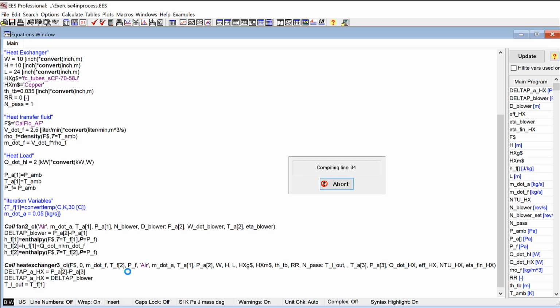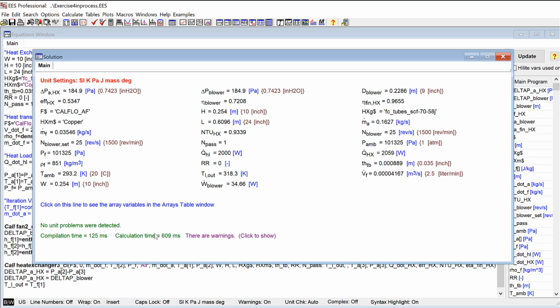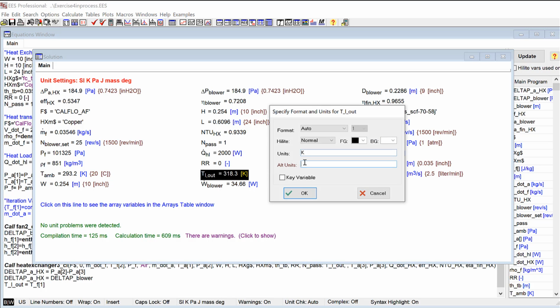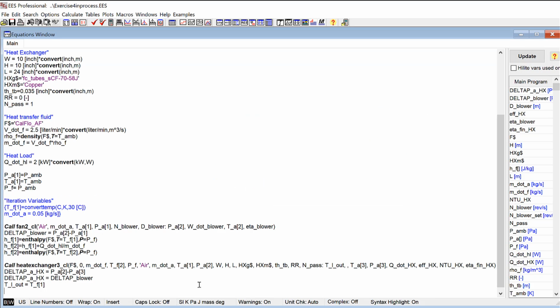And we'll cross our fingers and solve. And yeah, now we find that the actual delta P is 185 pascals, and then the actual temperature here leaving the heat exchanger is 45.2 degrees Celsius. So that's the simulation now. We should save that. With that out of the way, we can begin to start making the diagram window, right?